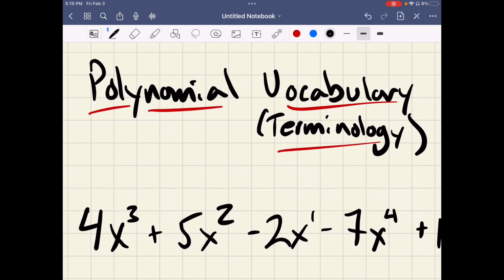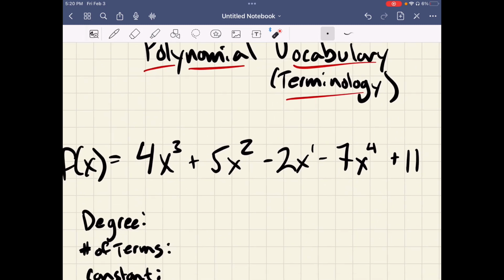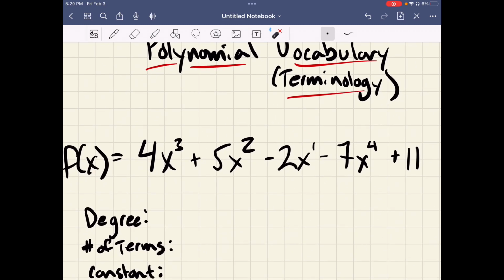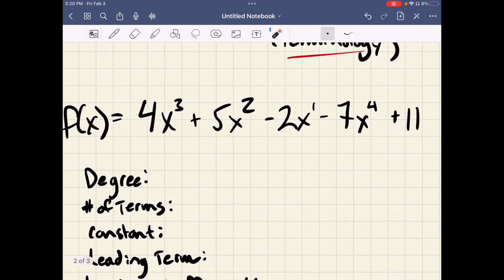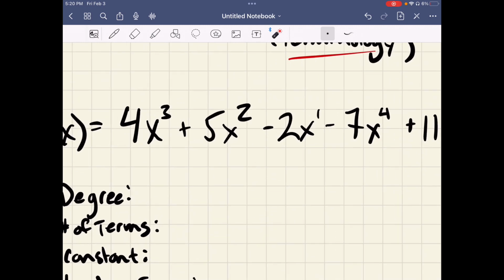All right, in this video, we're going to talk about polynomial vocabulary or terminology. This is going to be important as we move forward because when we start to graph or talk about certain features of the polynomial function, it's very important that we reference very specific parts of that polynomial function. So that's what we're going to do: talk about the different parts of that polynomial.